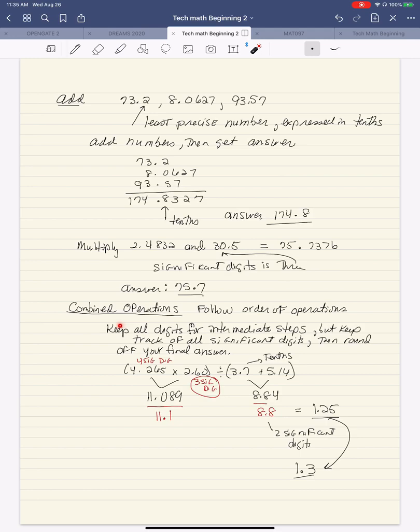Combining operations. Follow the order of operations. Keep all digits for the intermediate steps, but keep track of all significant digits. Then round off your final answer.